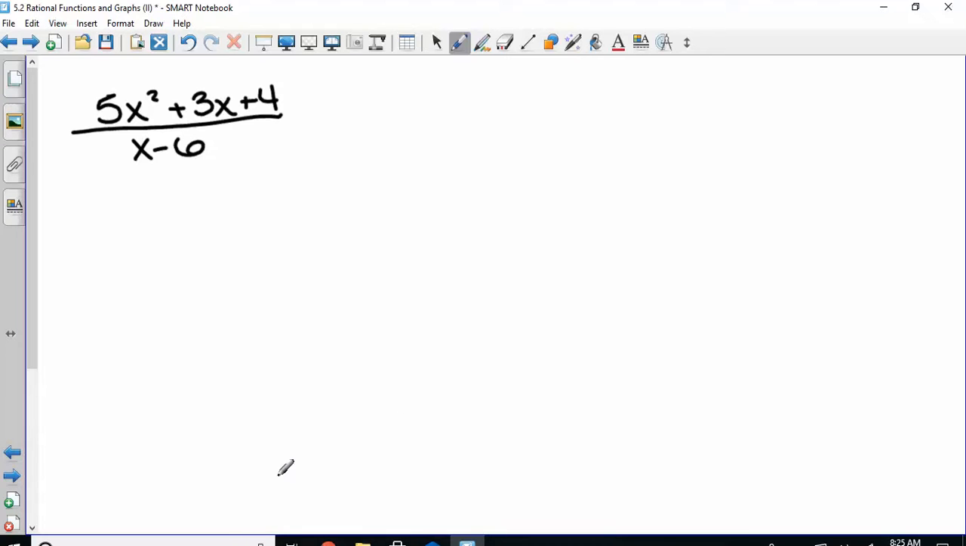Okay. So let's say this was my rational. The degree on the top is 2, degree on the bottom is 1. So if the top's 1 bigger, that's oblique. We set up the long division. The numerator goes underneath. The denominator goes outside.